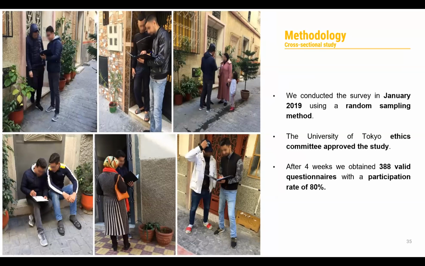So for the first study, we conducted the survey in January 2019 using a random sampling method. The University of Tokyo Ethics Committee approved the study, and after 4 weeks of interviews, we obtained 388 valid questionnaires.